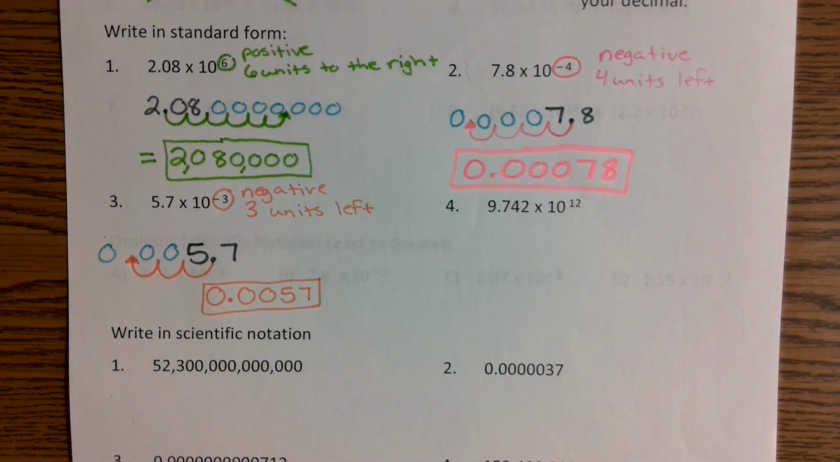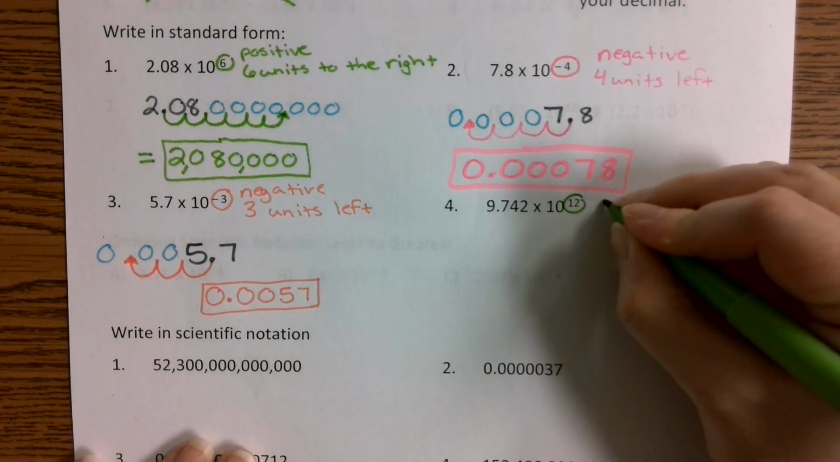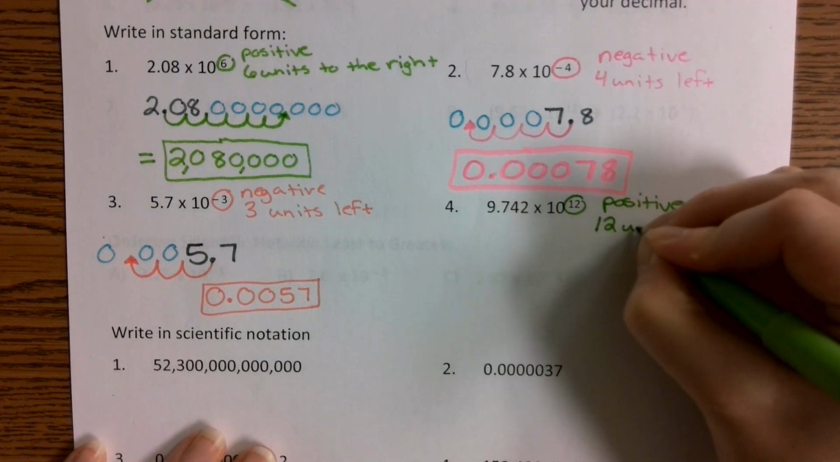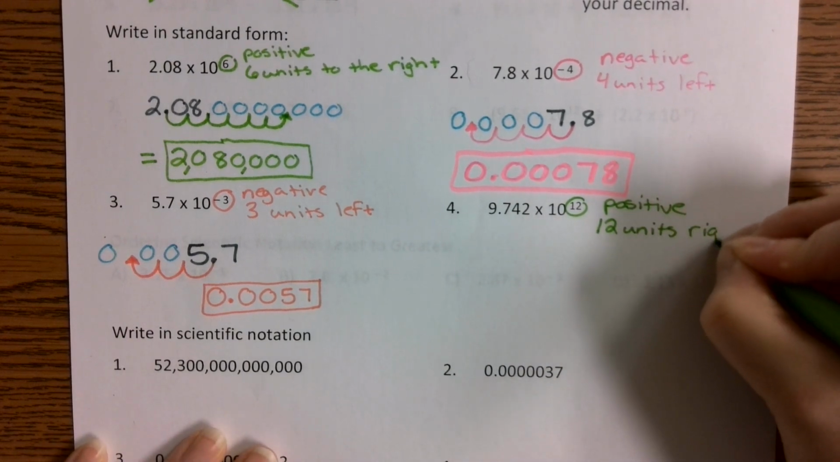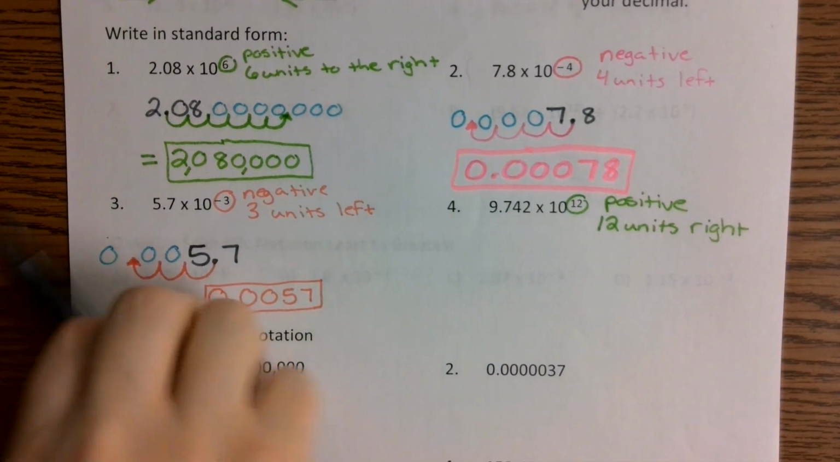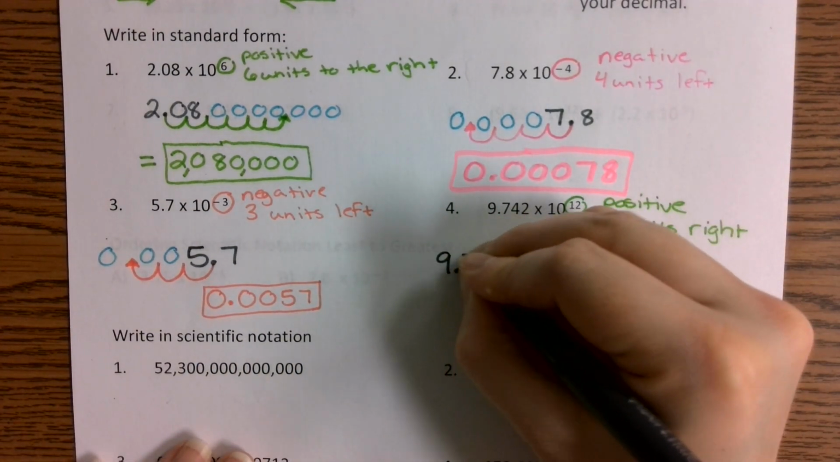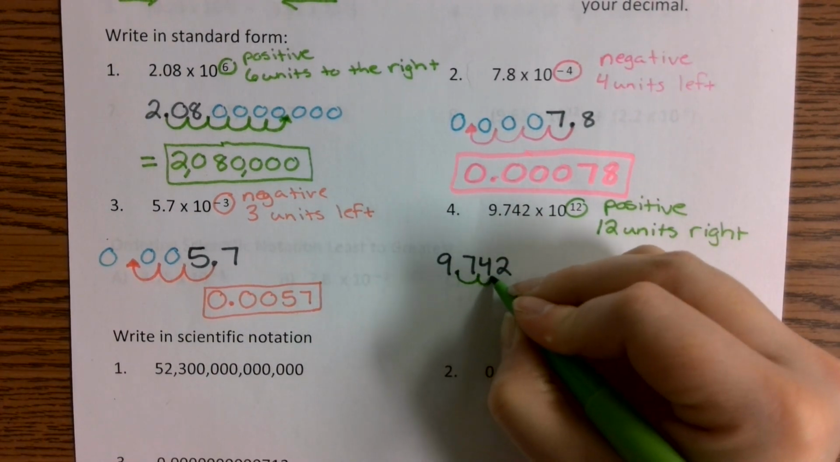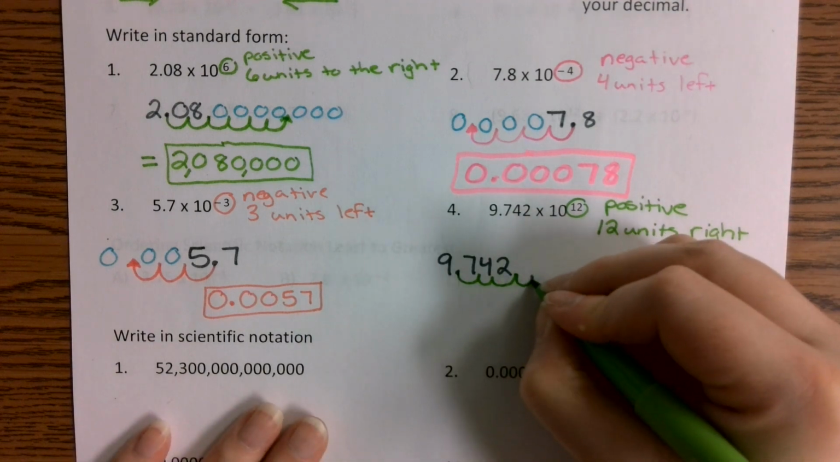Okay. What about number 4? Bridget? Okay, so let's take a look. So we've got a positive exponent of 12, right? Got our positive exponent of 12, so that means we're going to go 12 units to the right. So start with our scientific value, which was 9.742, and we're going to move 12 units to the right. So 1, 2, 3, and then 4, 5, 6.